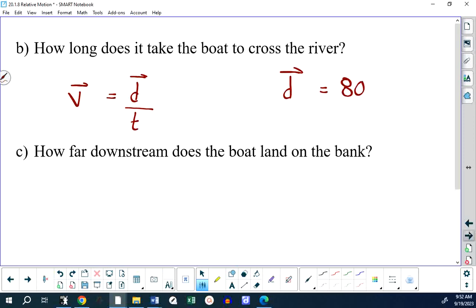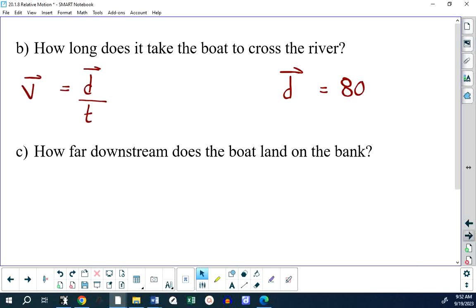So I'm going to put into this formula, I don't like to work left to right, but I'm going to here. Don't go equals, just draw an arrow or something. I'm going to have the velocity equals 80 meters over the time. The question is which velocity? Because we actually have 3 velocities now, right? We have the engine velocity, we have the river velocity, and we have the resultant velocity.